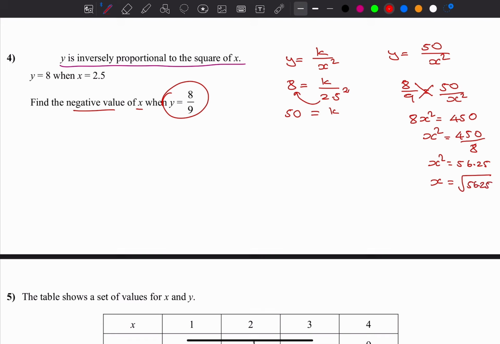Which will give you 7.5. Now it's plus or minus 7.5 because remember you're square rooting it, but they want a negative answer, so x is negative 7.5 is the answer. Okay.